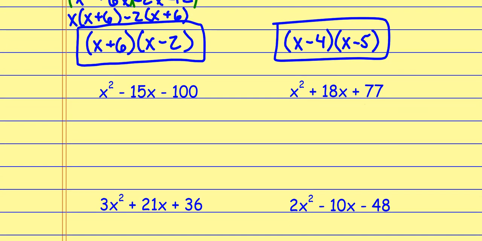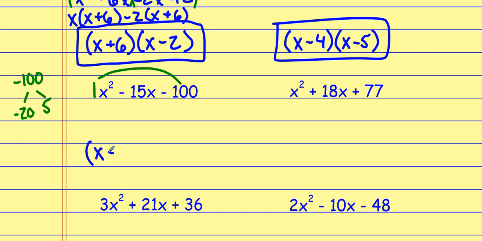You have to factor by grouping, okay? If I look at the next one, again, build a bridge. There's a 1 out front, so 1 times a -100 is a -100. Two numbers that multiply to a -100 but add to a -15 are going to be a -20 and a +5.